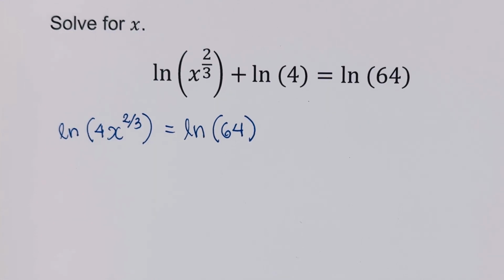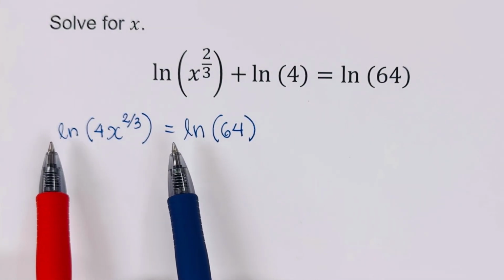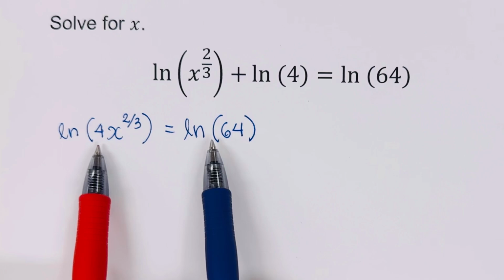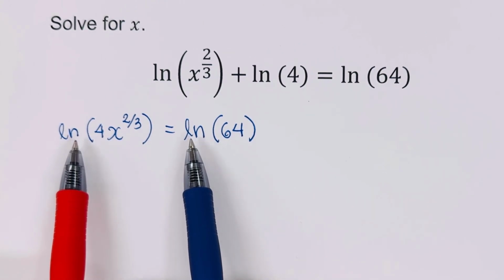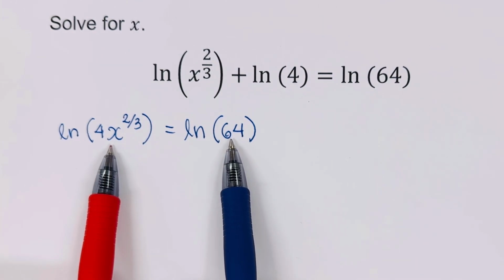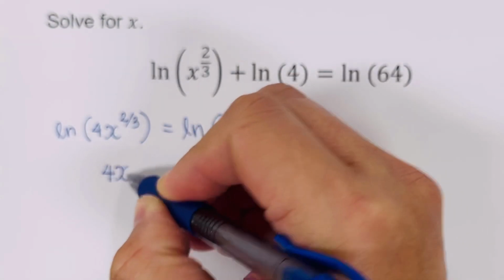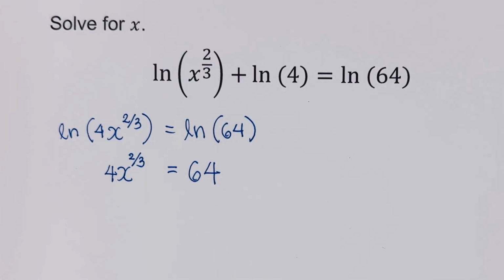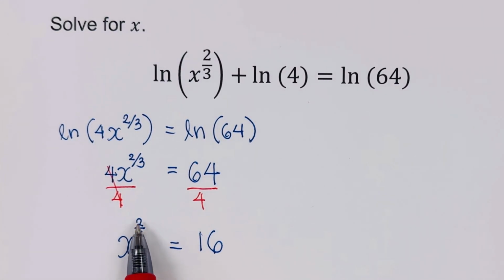Looking at the equation that we have right here, we can see that both sides of the equation are equal. Both have ln on them, and they both have an argument as well. So we can say that these two arguments here are equal to each other, and set up that equation down here. Since we want x by itself here, we are going to divide 4 from both sides. So we are left with x to the power 2/3 is equal to 16.